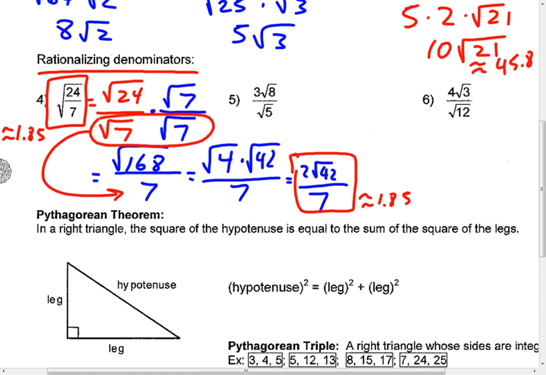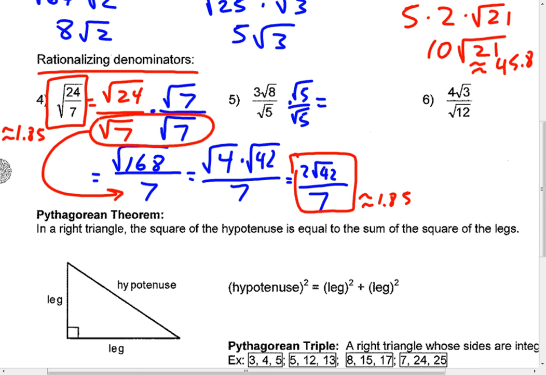So what should I do to number 5 to rationalize the denominator? Square root of 5. Why am I allowed to do that? Doesn't that change what it is? Doesn't that change the value when I multiply? What am I actually multiplying by? What's anything over itself? 1. When you multiply by 1, does that change anything? No. That's why we're allowed to do that. It doesn't change the value, it just changes how it looks.